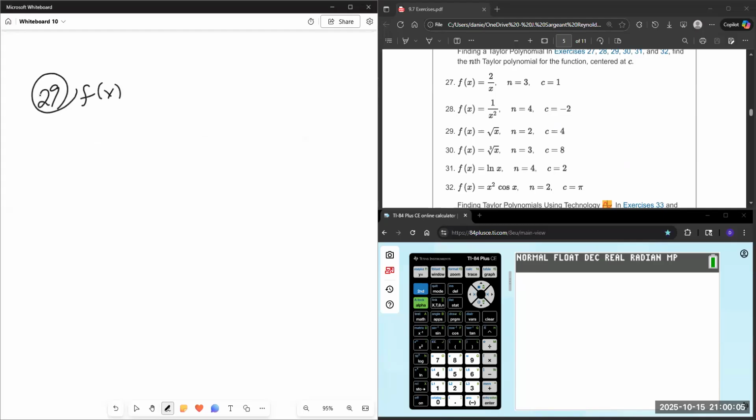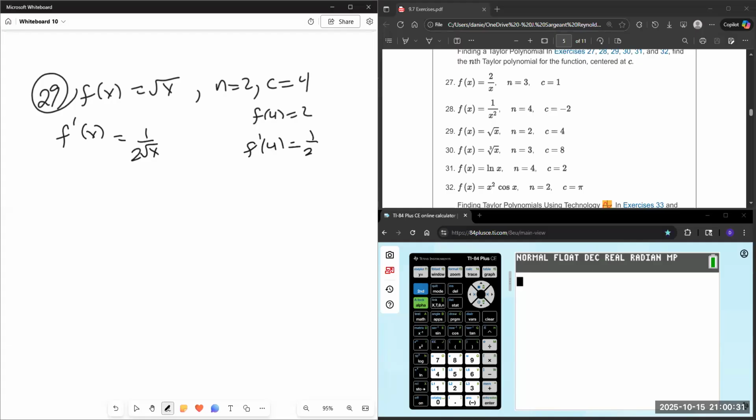f of x is equal to the square root of x. n is equal to 2. c is equal to 4. f prime of x is equal to 1 over 2 root x. f of 4 is 2. f prime of 4 is 1 over 2 times 2, which is 1 over 4.